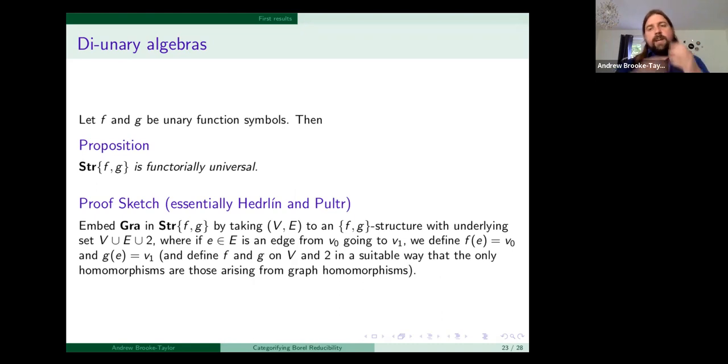And then we extend f and g on V and on 2 in a suitable way so that you get the same kind of rigidity that I worked so hard for in the example I did before. That's actually an easier case, but you can set it up that way, in such a way that the only homomorphisms between the di-unary algebras you get are the ones that come from graph homomorphisms. So di-unary algebras embed graphs, and so in particular, they embed anything.